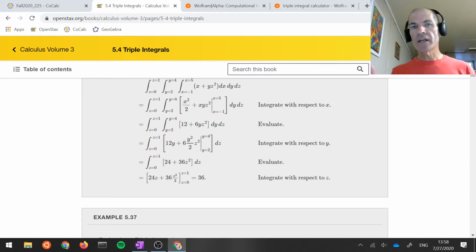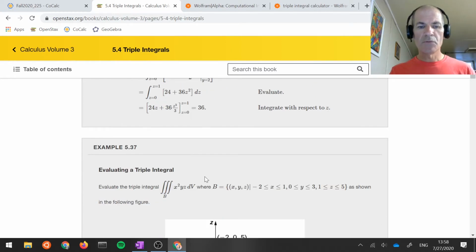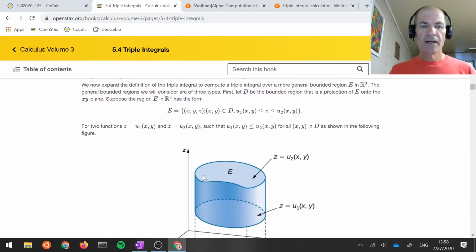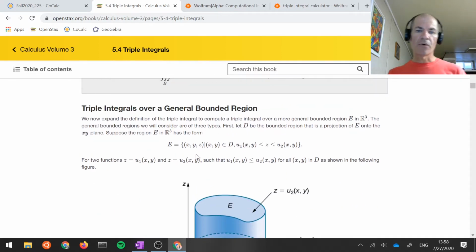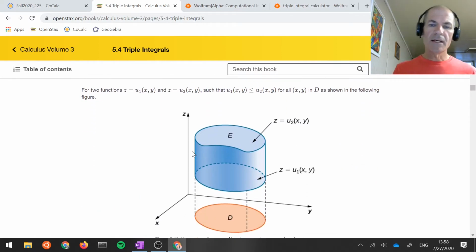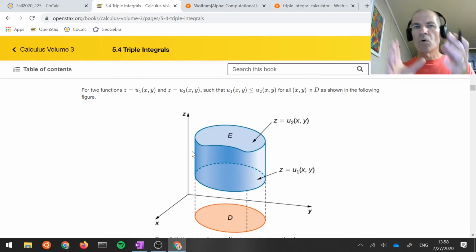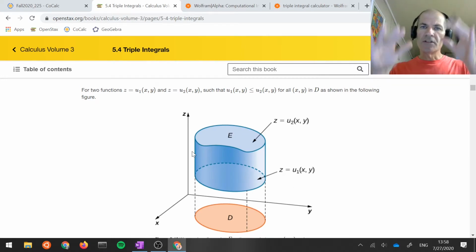Where this gets interesting is when the shapes are more complicated than rectangular boxes. So let's move forward to that. So, triple integrals over a general bounded region. The idea being that one or more of the sides of the region is curvy. It's described by some surface, some function of 2 variables.